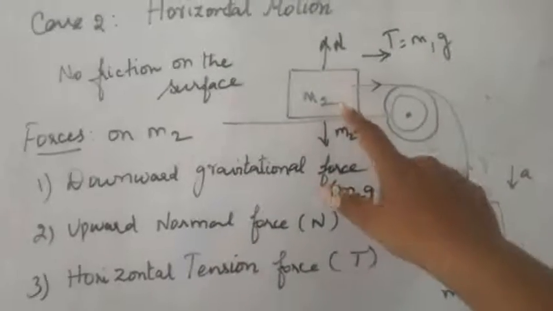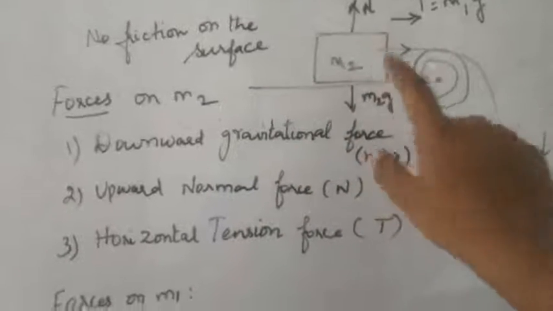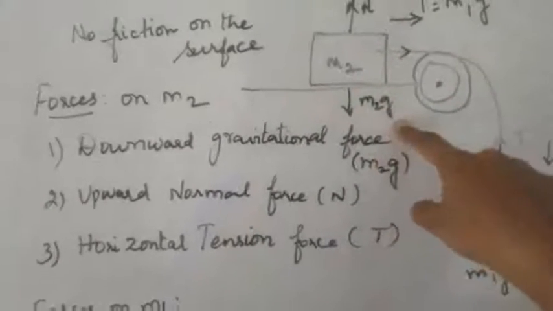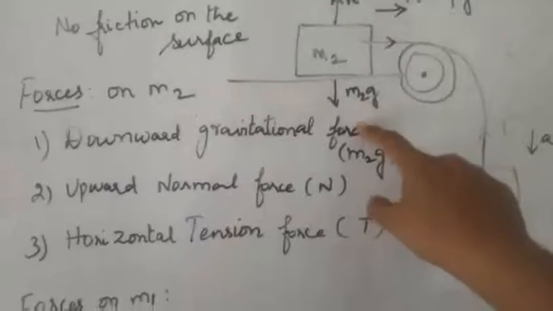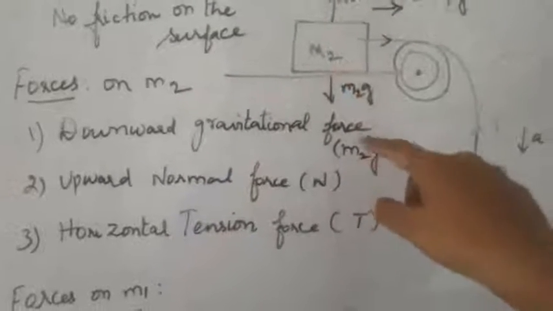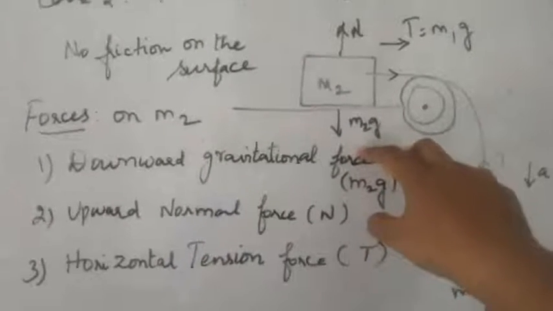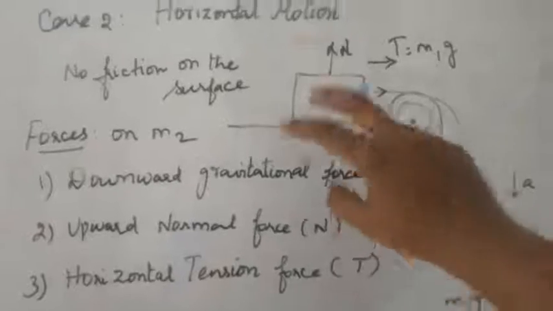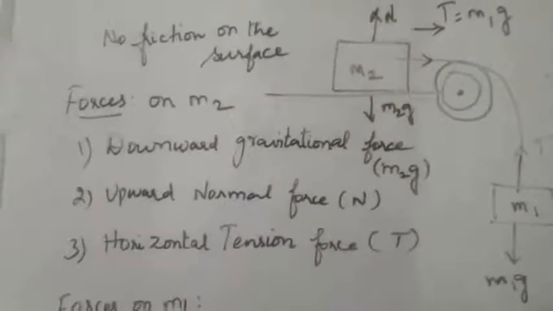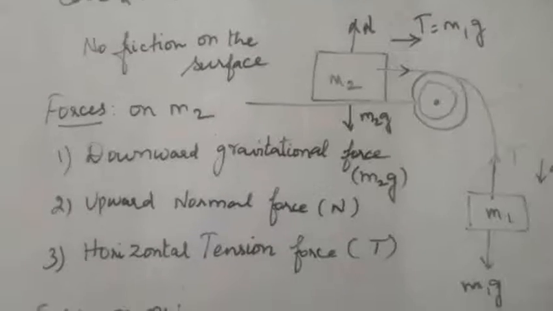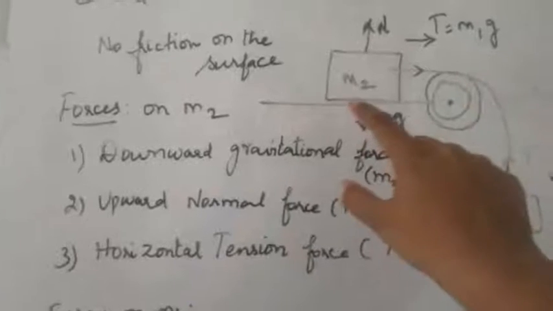On mass M2, it is lying on the horizontal surface. So by default, there will be a gravitational force and one normal force. The gravitational force is given by M2G, which is always in the downward direction. So if there is a downward force, there will be an equivalent opposite upward force. Here it is called the normal force, upward normal force N. Then you have a tension force T acting on mass 2.